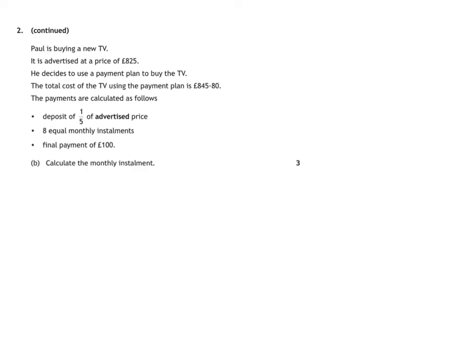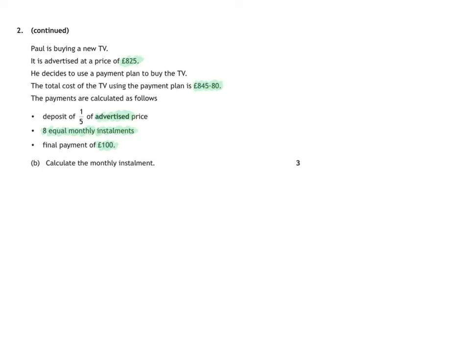Right, so for question 2 continued, we have Paul is buying a new TV. The advertised price is £825. He decides to use a payment plan to buy the TV. The total cost with the payment plan is £845.80. And the payments are calculated as follows. So the deposit, which is 1/5 of the advertised price. We have 8 equal monthly instalments. And we have our final payment of £100.